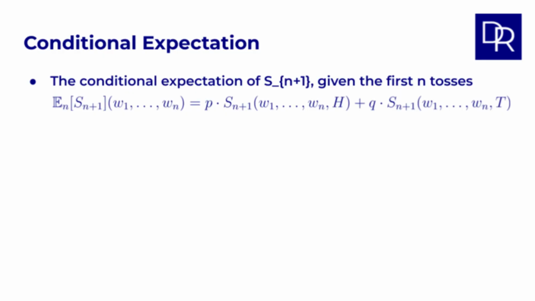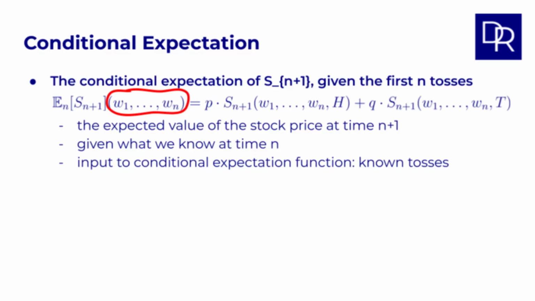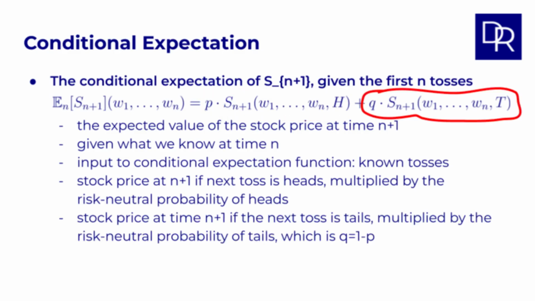Let's break this down. This is the expected value of the stock price at time n plus 1, given what we know at time n. This is the input to the conditional expectation function, the known sequence of tosses up to time n. This is the value of the stock price at time n plus 1 if the next toss is heads, multiplied by the risk-neutral probability P of heads. Then the same idea, but for tails. This is the stock price at time n plus 1 if the next toss is tails, multiplied by the risk-neutral probability of tails, which is Q.